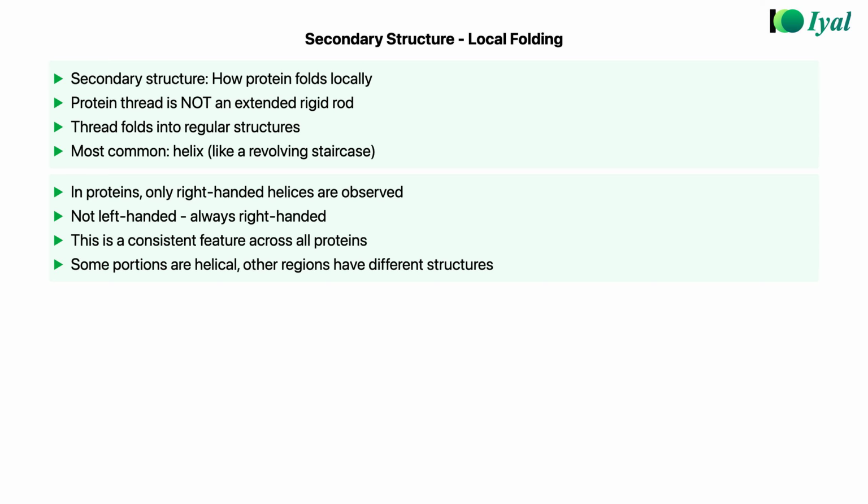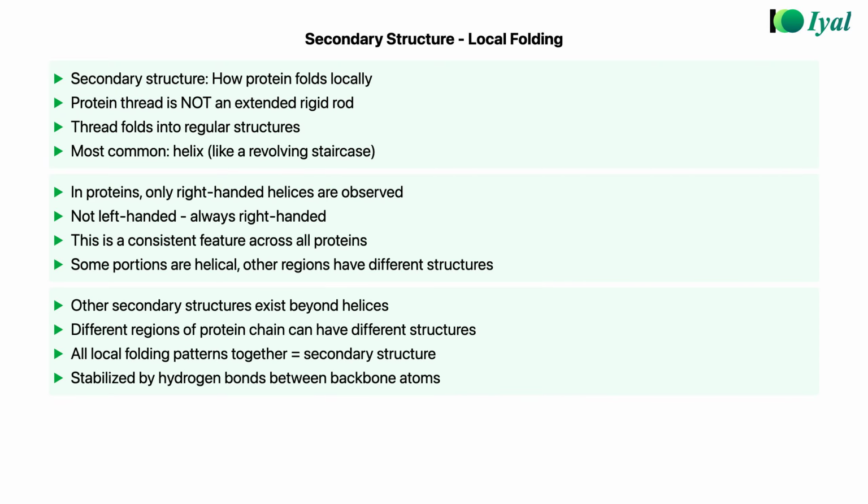And not every part of the protein forms a helix. Some regions do, but other regions fold into different shapes. There might be extended regions, or loops, or other arrangements. Beyond helices, there are other secondary structures. Different parts of the protein can fold differently. What we call secondary structure is really the sum of all these local folding patterns throughout the protein. These structures are held in place by hydrogen bonds, specifically bonds between atoms in the backbone of the protein chain.